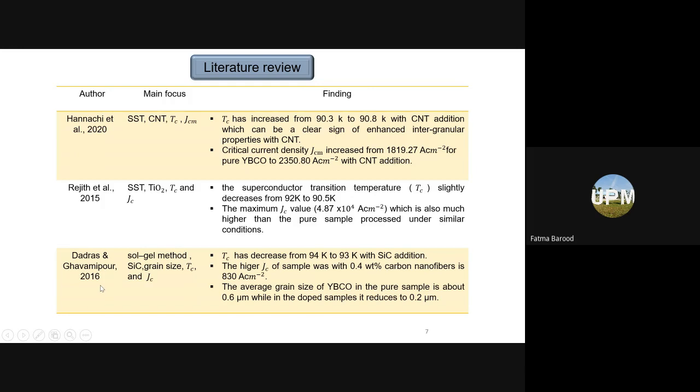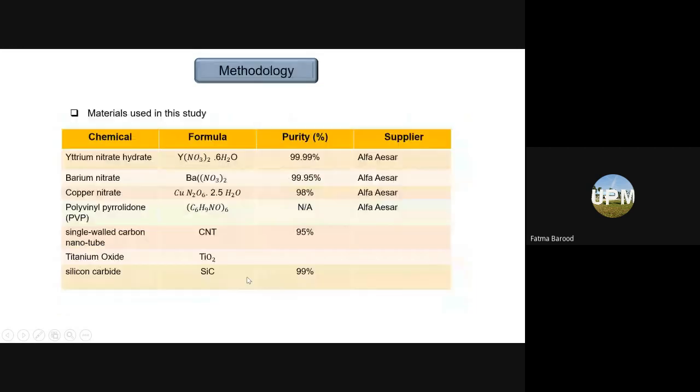Also in 2016, Dardas studied the effect of silicon carbide in YBCO bulk by using the gel method. He found that the critical temperature decreased, while the JC was increased, and the grain size was small, about 0.2 micrometer. For the methodology, these are the starting materials we use in this study: yttrium nitrate hydrate, barium nitrate, copper nitrate, BVB, and the additions are single-walled carbon nanotube, titanium oxide, and silicon carbide nanoparticles.